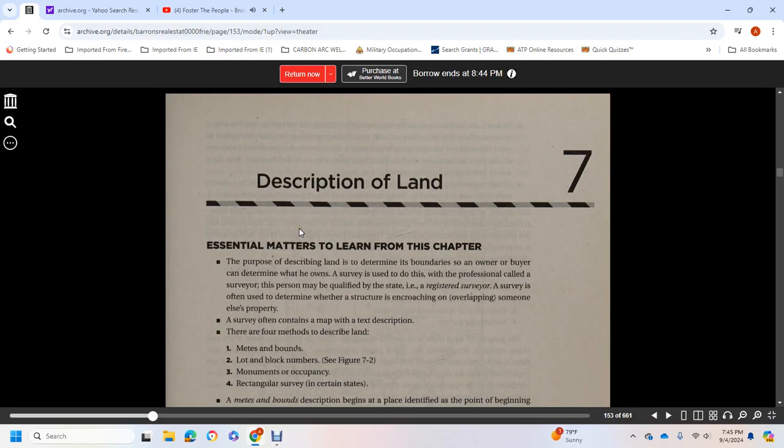Alright, Chapter 7, Description of Land. Essential matters to learn from this chapter. The purpose of describing land is to determine the boundaries of the owner, so the buyer can determine what he owns. A survey is used to do this.